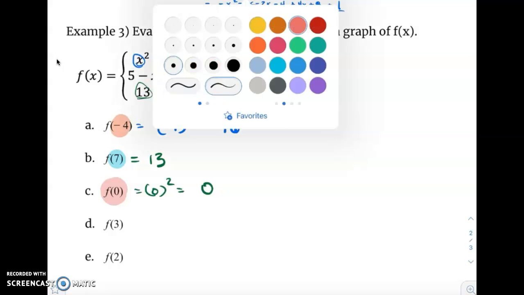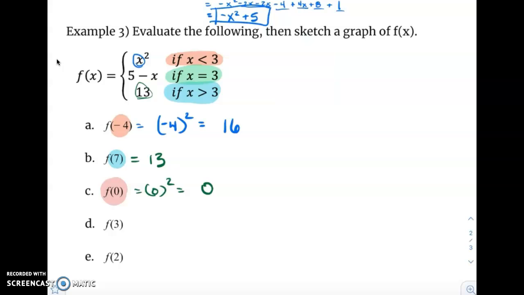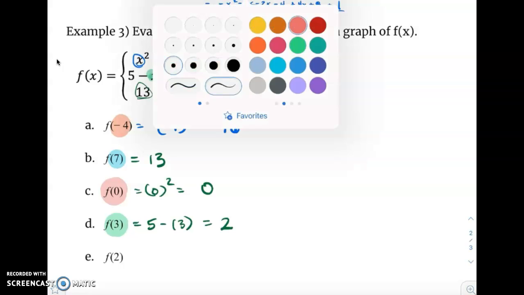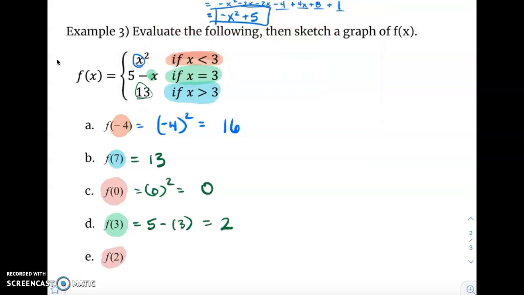3 is the middle piece. 3 is equal to 3, so you're going to plug it in for that x in the middle. So you're going to get 5 minus 3, which is 2. And then 2 is less than 3, so we're back to that top piece. And you're going to have 2 squared, which is 4. So that's how you will evaluate a piecewise function.